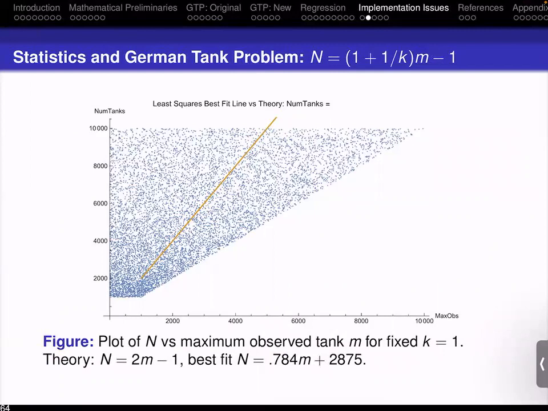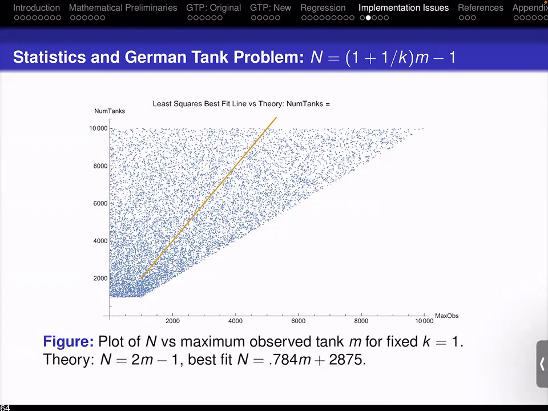So again, theory says it should be 1 plus 1 over k times m minus 1. So I'm going to plot n versus the maximum observed tank, m. So m is on the horizontal axis, n is on the vertical. I did, I think, 10,000 trials, going from maybe 1,000 to 10,000. So k equals 1, and my best fit line is n equals 0.784m plus 2875.